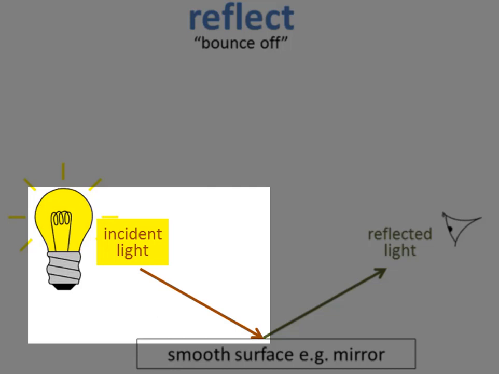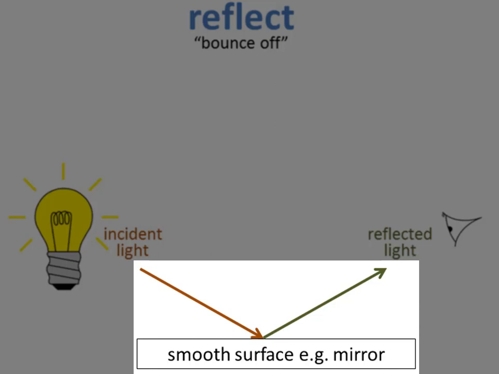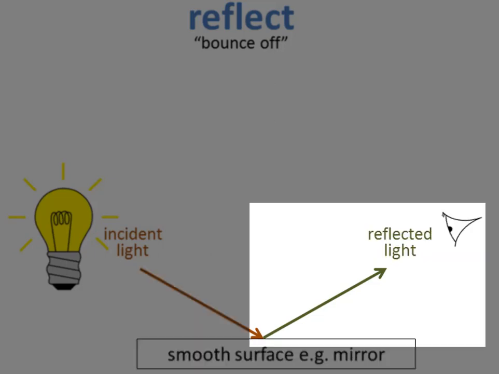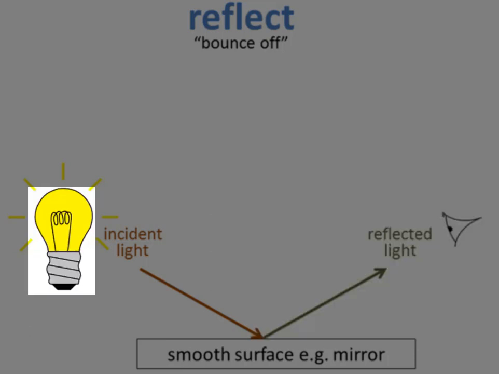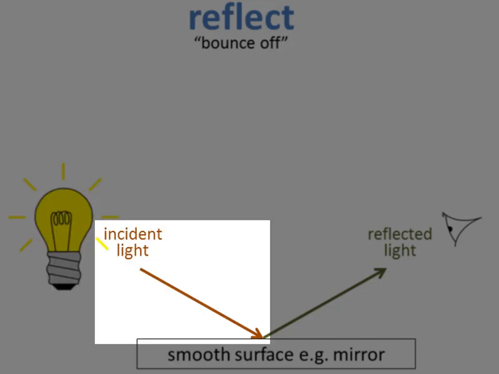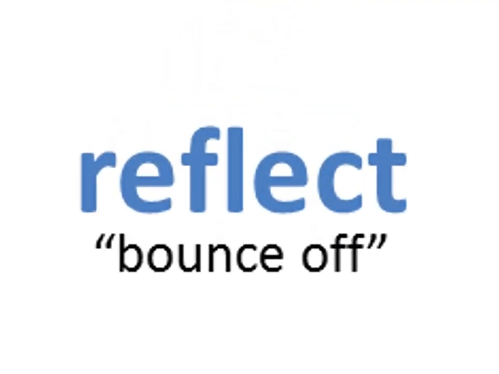Incident means it's coming to. So in this case, it's coming to the mirror. The mirror bounces that light off it. It reflects that light. And if our eye is in the right place, we will then see that light bulb in the mirror. It doesn't have to be a light bulb. It could be another object which is reflecting light off it to the mirror. The word reflect means to bounce off.